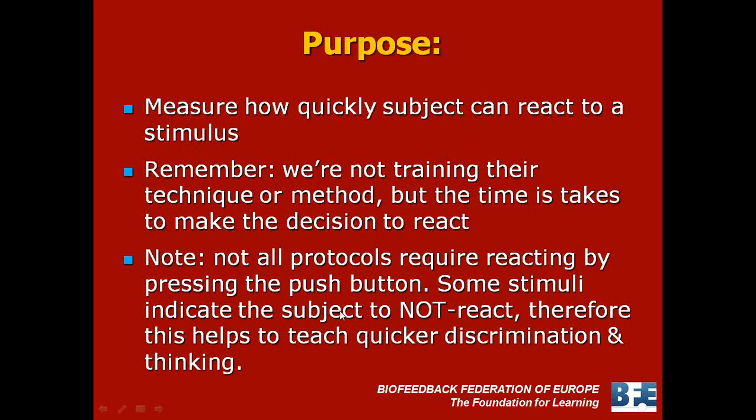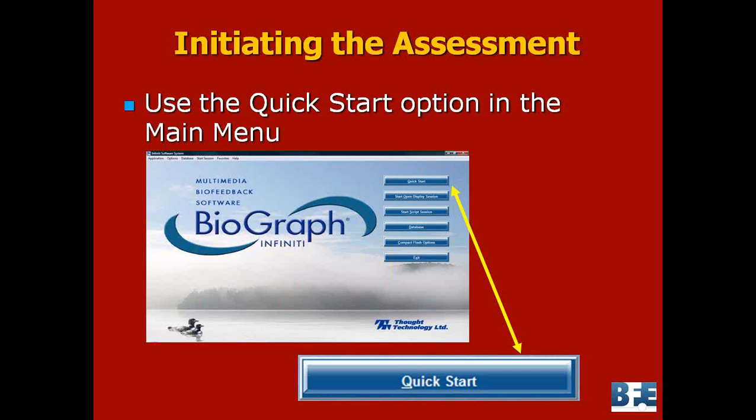It's also important to note that in these protocols, we're not only measuring how quickly they react. We also measure their ability to not react, essentially to discriminate whether they are supposed to react or not. There are some stimuli which are just sort of dud images. They're not supposed to react to them. So some they're supposed to react to as quickly as possible, but they're supposed to be able to choose as quickly as possible not to react to certain images.